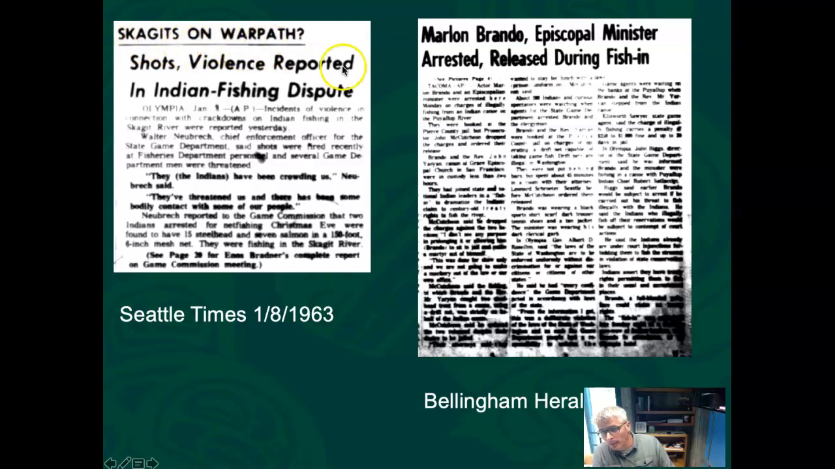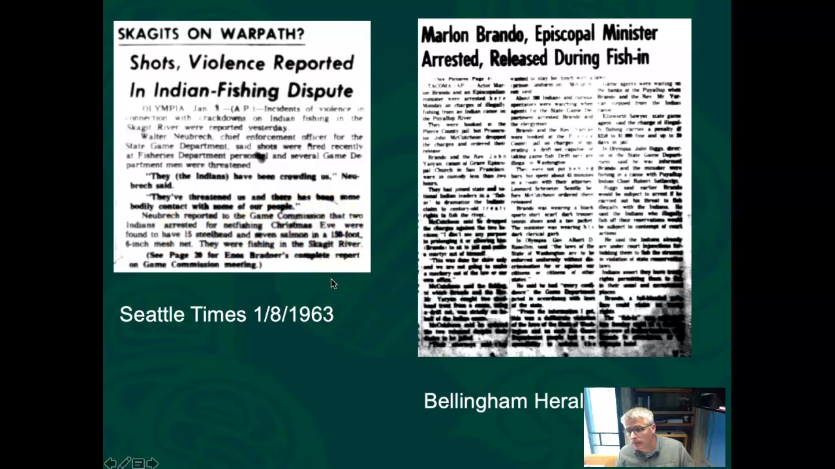"Skagits on the warpath," meaning Skagit tribal members, in an Indian fishing dispute. And so this is, the Indians have been crowding us, and they were talking about threats back and forth. Shots were common. So here the Game Commission confirmed that 2 Indians were arrested for net fishing on Christmas Eve.